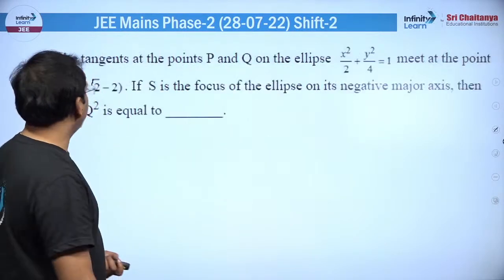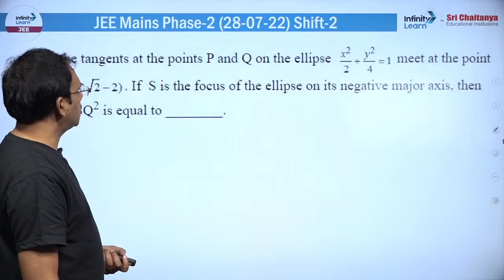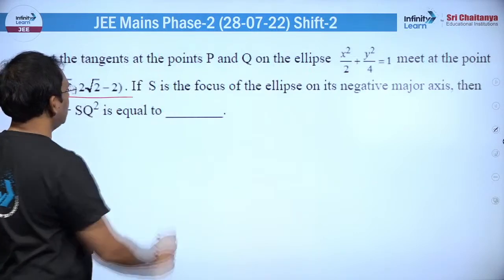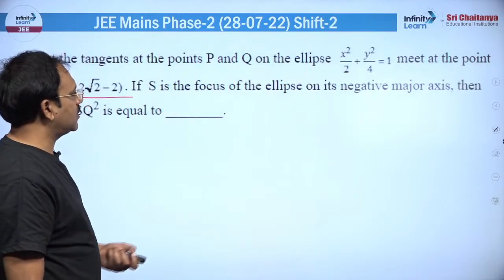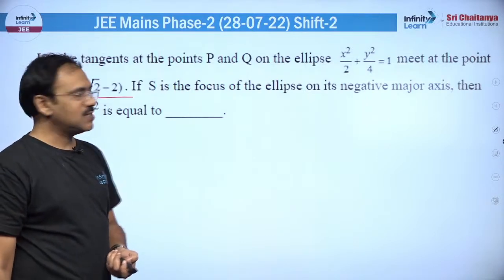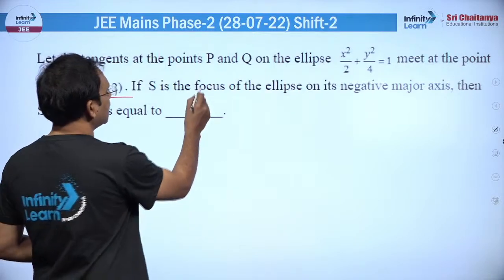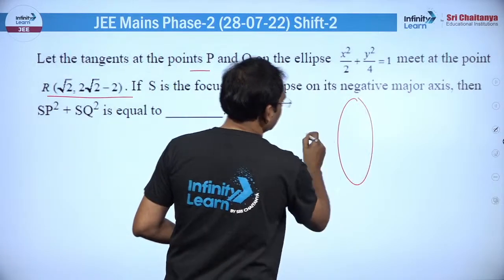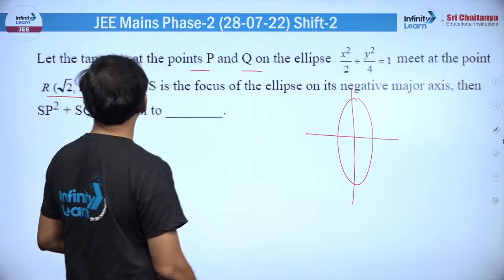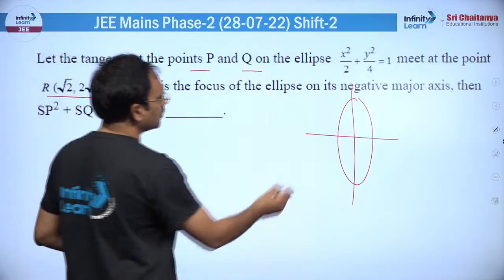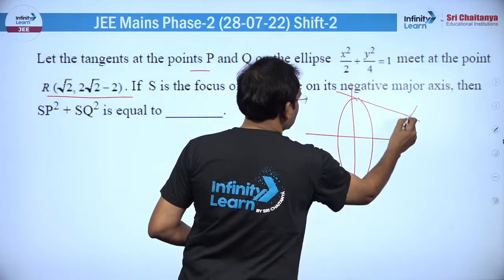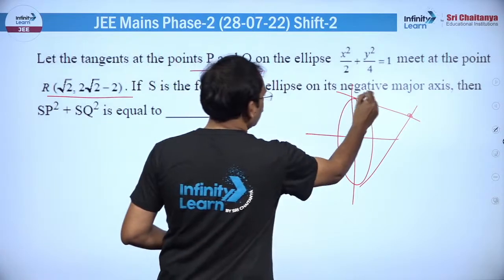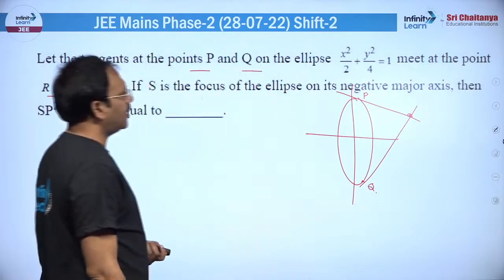That's it. Okay. Next, my dear friends, if the tangents to the points P and Q on the ellipse meet at this particular point, S is the focus of the ellipse on the negative major axis, then SP square plus SQ square is equal to, you just see. Tangents at the points P and Q on this ellipse meet at the point. This is the second type of ellipse. So they meet at the point root 2 comma this. So some tangents met here somewhere, this point is given. So P and Q will be these points, fine.